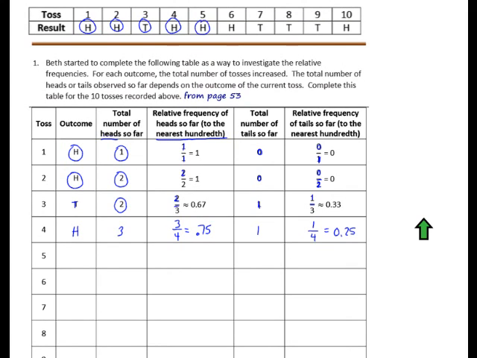So on the 5th, we have heads. That's 4 heads. So now we have 4 heads out of 5 tosses. 4 divided by 5 is 0.8. And our number of tails remains the same at 1. 1 divided by 5 tosses is 0.2.